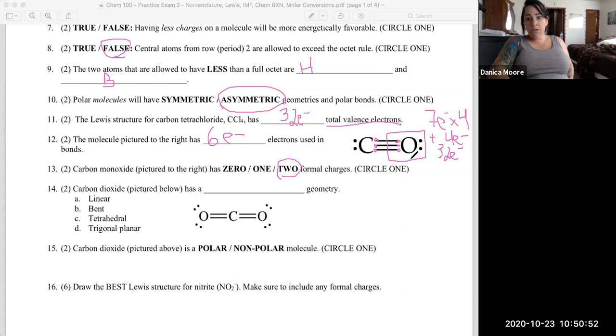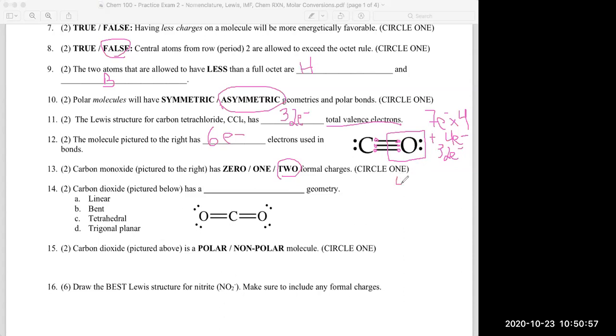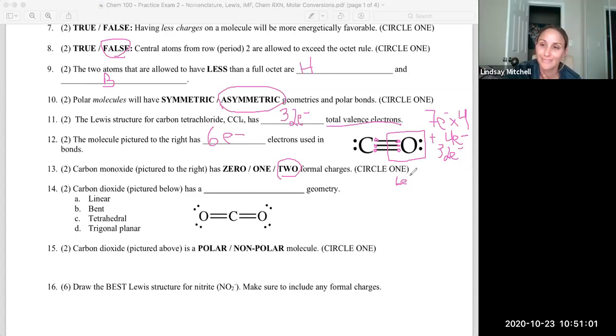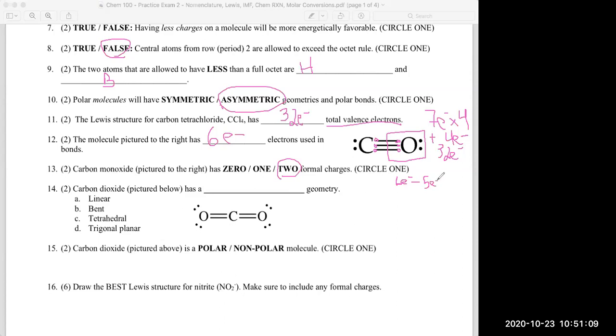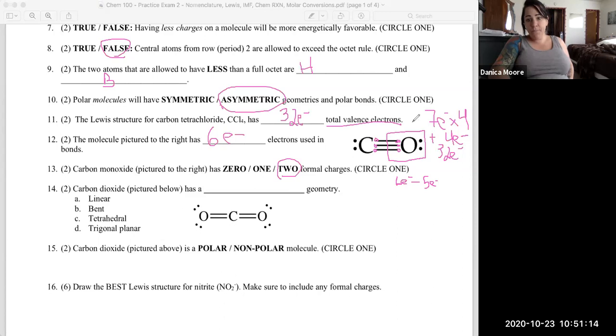How many electrons did oxygen come to the table with? 6 electrons. And how many does it have here? 5 electrons. So what's the charge on oxygen? Plus 1. And what about carbon?